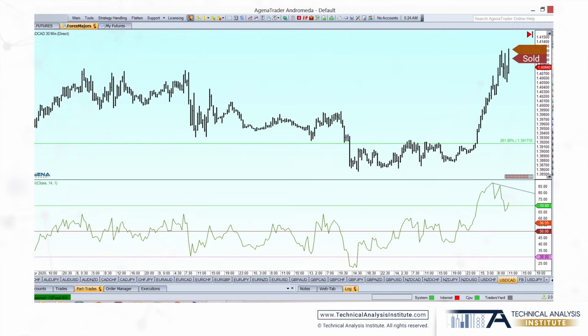141.03 with stop above the high, which this time is 141.26. Just a 23 pip stop, even better than before. In fact, half the risk from the previous trade.